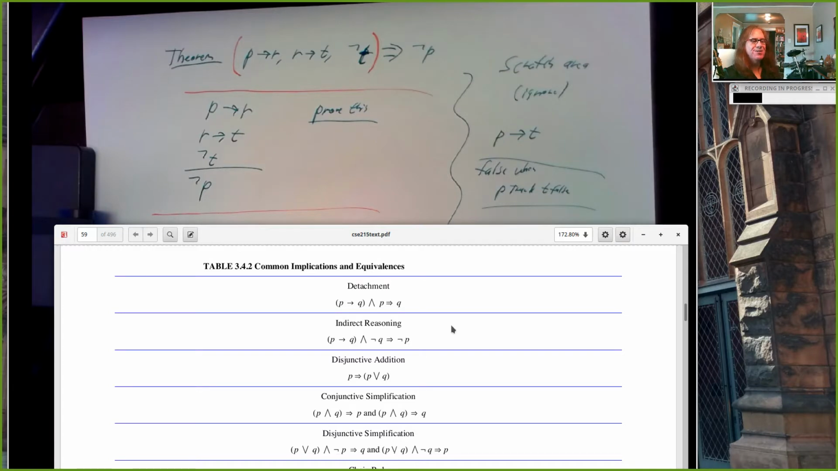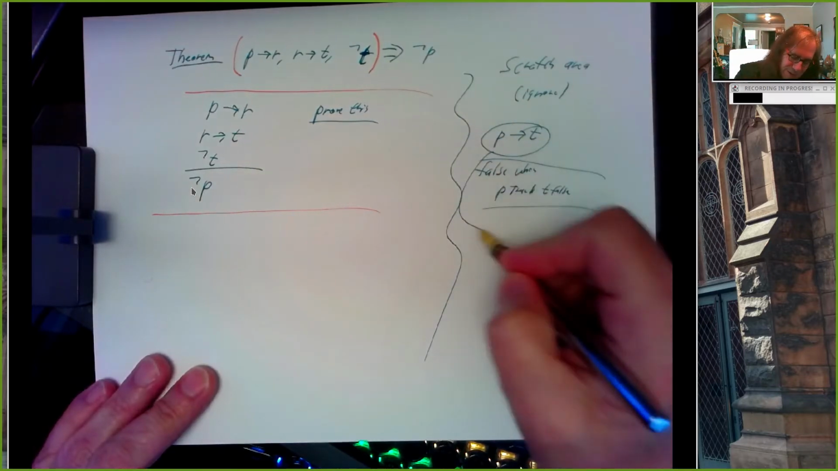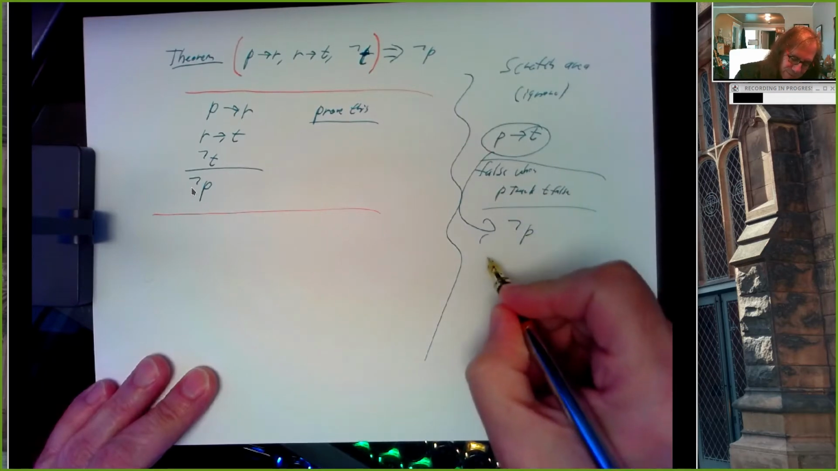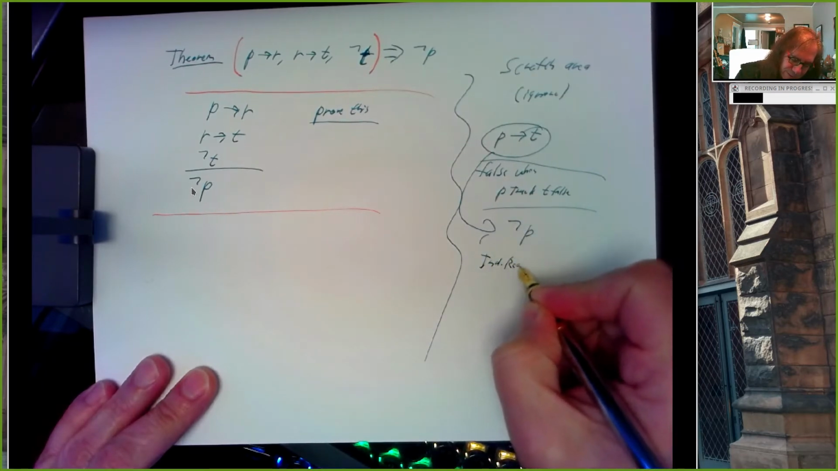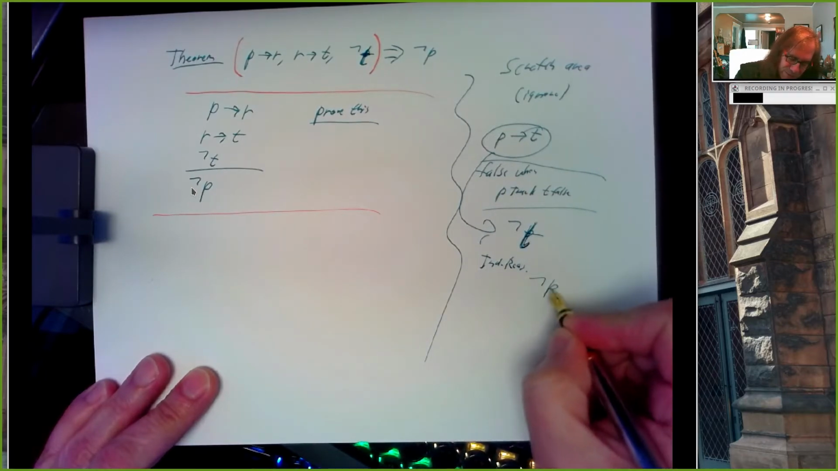Okay, yeah, so that's called indirect reasoning. And it says if P implies Q and Q is false, then P is false. So we're using T instead of Q, but same thing. If P implies T and T is false, that guarantees that P is false. And hey, that's what we're trying to show. We're trying to show not P. So if we take this, and we take not T, and we use indirect reasoning, we should be able to get to not P.